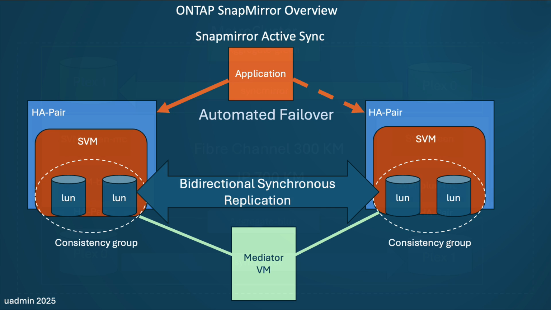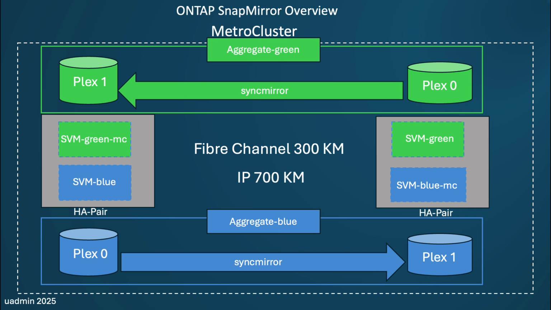Now the final solution we need to have a look at is MetroCluster, and like SnapMirror Active-sync, MetroCluster is also a zero data loss solution, in that all data will be 100% in sync on two different sites. The big difference is that MetroCluster is not a SnapMirror solution. The software that's used to synchronize the data between the two sites is called Sync-mirror. So it's not SnapMirror but Sync-mirror.